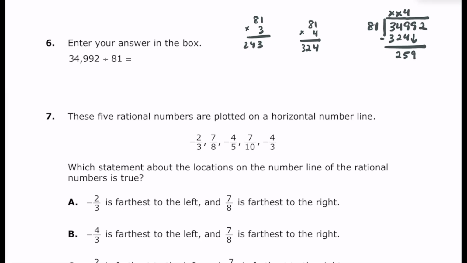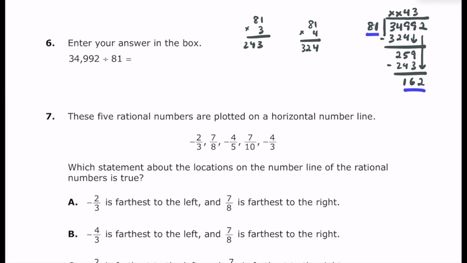So let's try this out. 3 times 81 is 243. Let's make sure our remainder is less than 81. This is going to be 6 and 1. 16 is definitely less, so that's good. And then we have this 2 that we're going to bring down and start over one more time, hopefully.